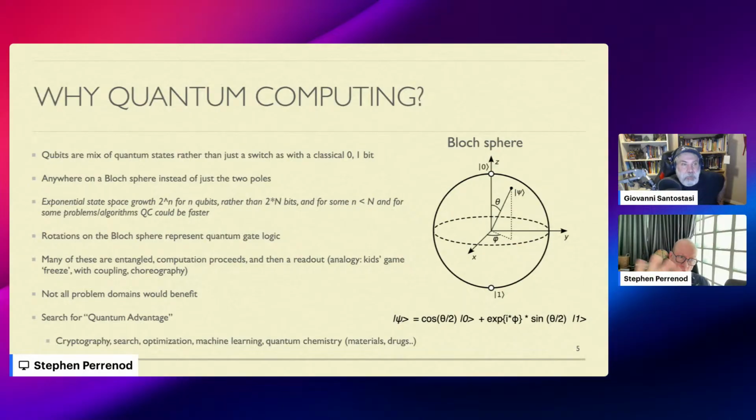So rotations on the surface of this Bloch sphere represent quantum gate logic, but you have to have multiple together, and then you can build a quantum gate. And it might have 2 or 3, depending on the details of the particular quantum gate.